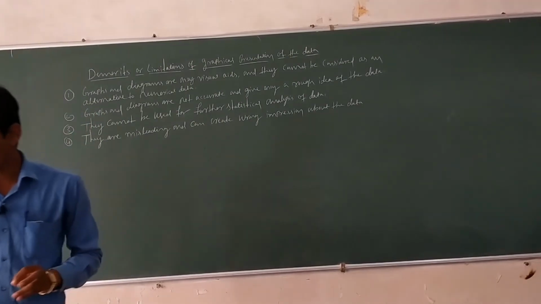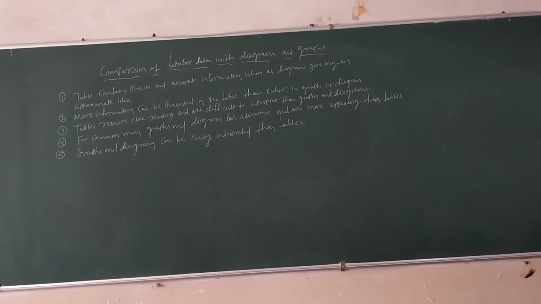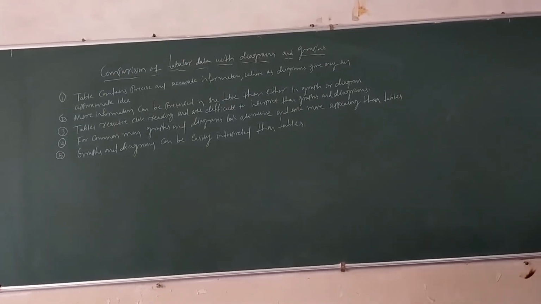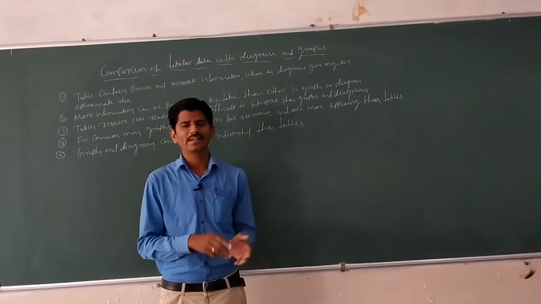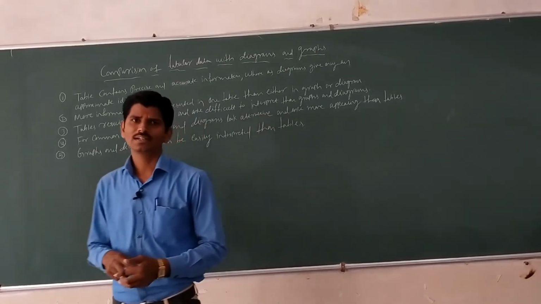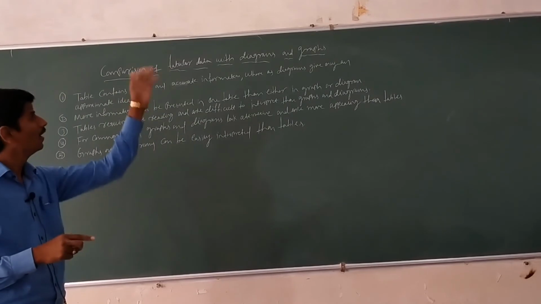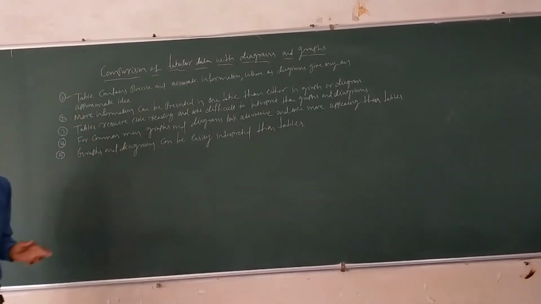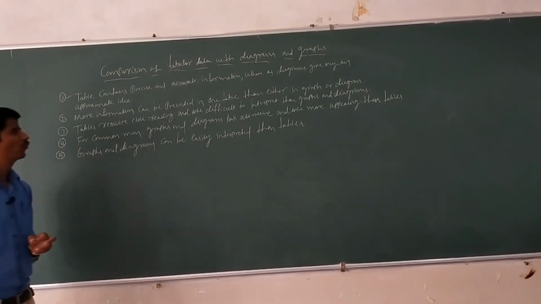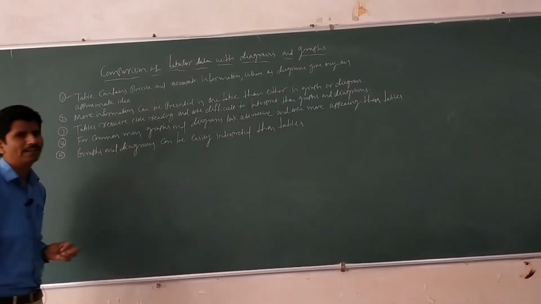Okay, the next concept is comparison of tabular data with diagrams and graphs. Here the first comparison is, table contains precise and accurate information, whereas diagrams give only an approximate idea.